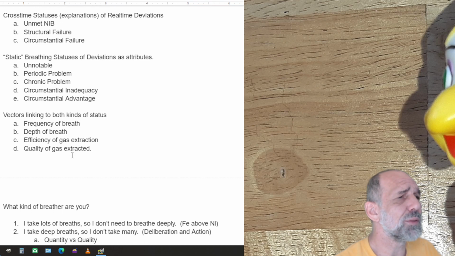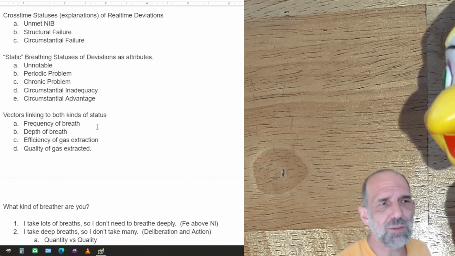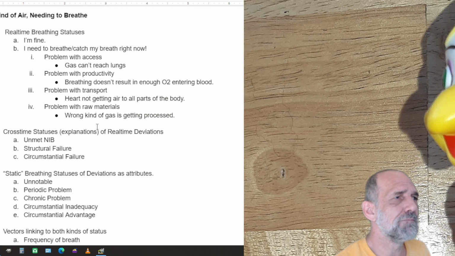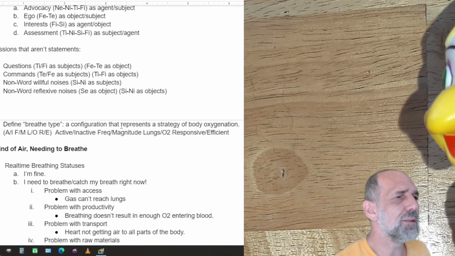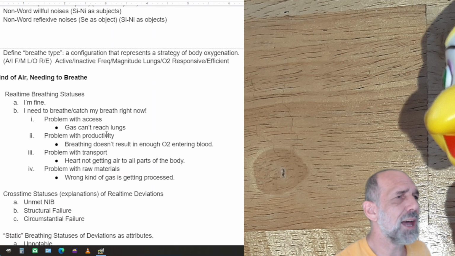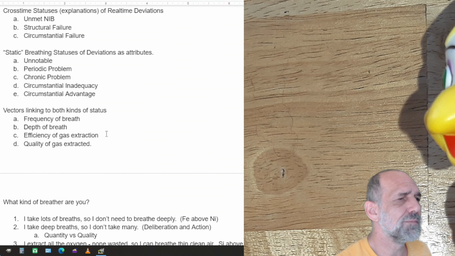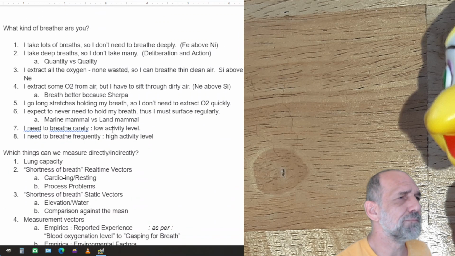Four, vectors linking to both kinds of status. So ultimately, you're talking about frequency of breath, depth of breath, efficiency of gas extraction, and quality of resources. Okay? And what this means here, in terms of the types, is going to be addressed on this page a bit.